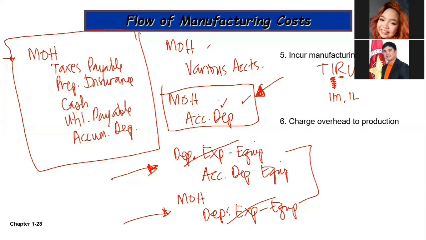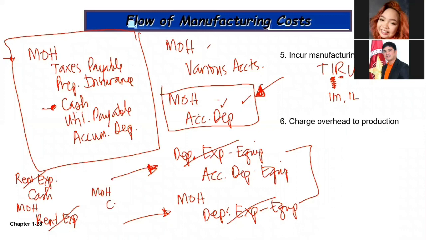Okay? Itong cash na to, tingnan natin itong part na to. Debit, rent expense, nagbayad ng rent, credit, cash. Okay? Yan ang entry ng accountant natin. Bilang cost accountant, anong entry mo? Debit, MOH, and credit, rent expense. Ano nangyari? Yung rent expense talaga, nag-reclass lang po tayo. Anong naiwan? Debit, MOH, and credit, cash.